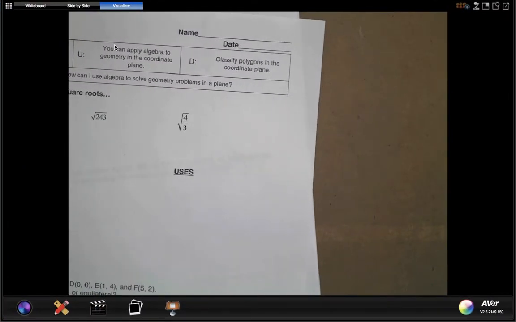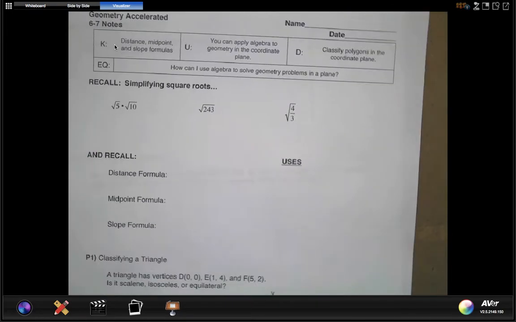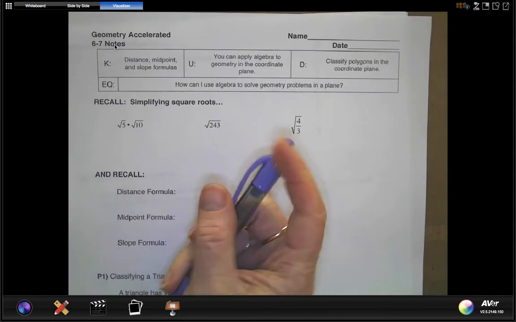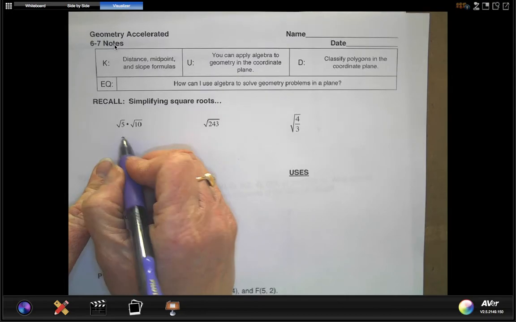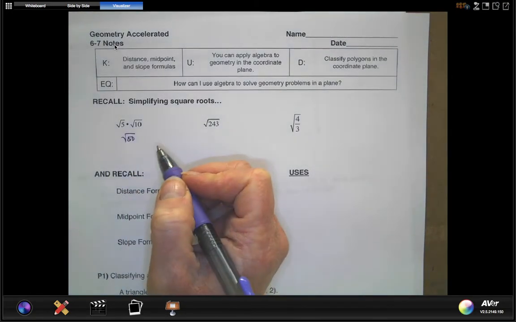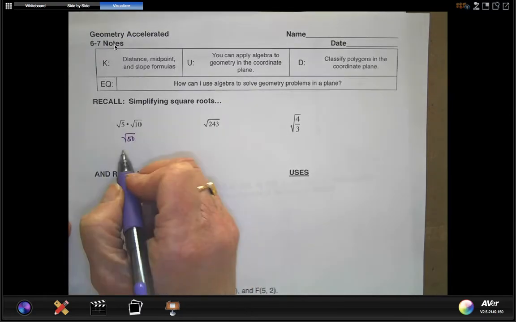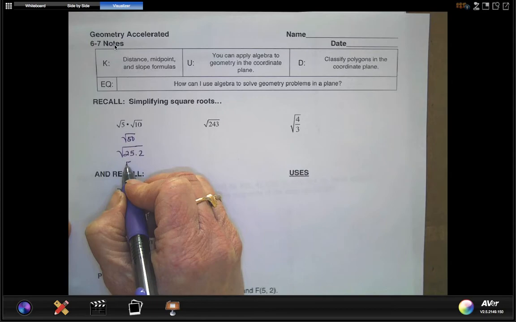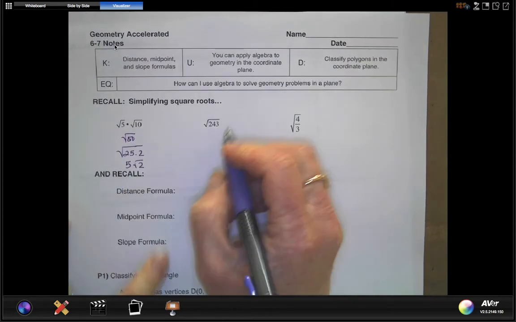Okay, so we're gonna try to recall a couple things here first. With your simplifying square roots, so 5 times the square root of 5 times the square root of 10, the square root of 50. 50 is 25 times 2, the square root of 25 is 5. I still have the square root of 2 there.